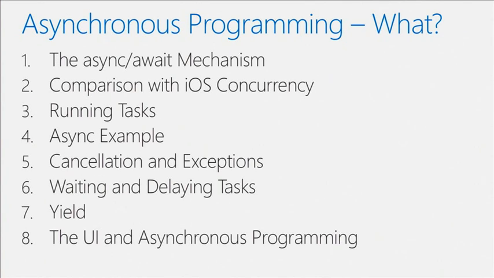So what are we going to talk about in this talk? Well, we're going to cover the async await mechanism. We're going to compare a little bit with iOS concurrency. We'll take a look at how we run tasks on other threads. We'll look at an example, and then we'll cover how to cancel a long-running asynchronous operation, what happens if your asynchronous operation throws an exception, how to wait on tasks to complete, how to use tasks to delay the operation of something, how to do a little bit of cooperative concurrency with yield, and how does asynchronous programming affect the UI.